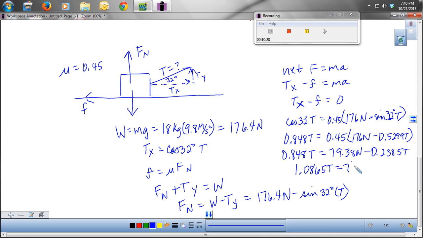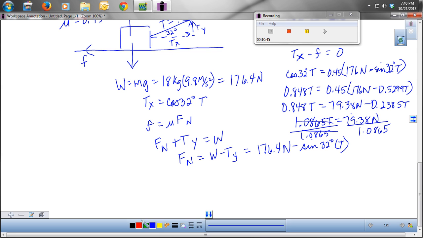is equal to 79.38 newtons. I divided both sides by 1.0865. That'll cancel. And then I said, well, if I do the algebra correctly, 79.38 newtons divided by 1.0865 gives me a T value that is equal to 73.1 newtons. And when I looked at the sig digs, I think there were 2 of them, so that was 73 newtons for the tension. Okay, I'm going to stop this one and make another one.